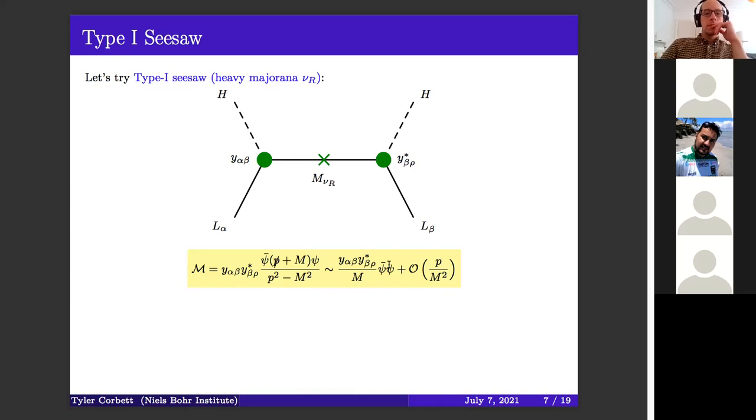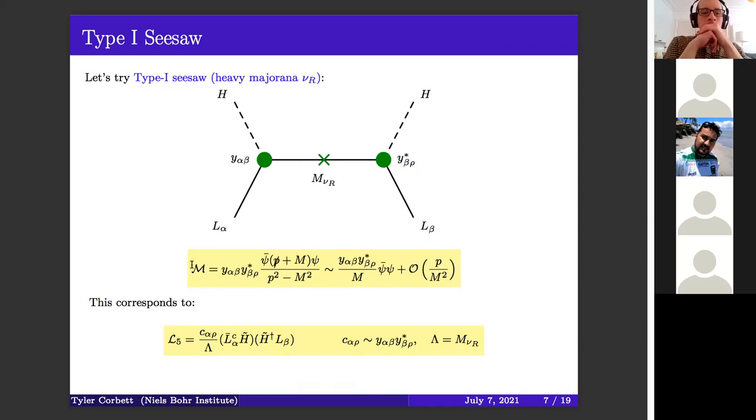Now, if I take the Weinberg operator and I do the same calculation, or I calculate the amplitude between two Higgs doublets and two leptonic doublets, I get this same amplitude, but with this Wilson coefficient and the 1 over lambda. So matching between these two, I see that this theory actually corresponds to, as long as the heavy right-handed neutrino is heavy enough, this Weinberg operator. This is the prediction for the Wilson coefficient, and therefore also for the mass matrix. And you've got this suppression scale that is the heavy right-handed neutrino scale.